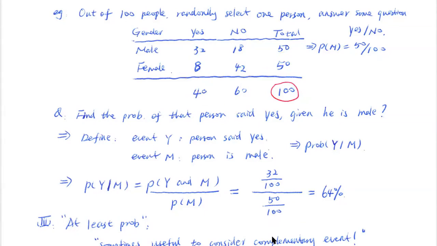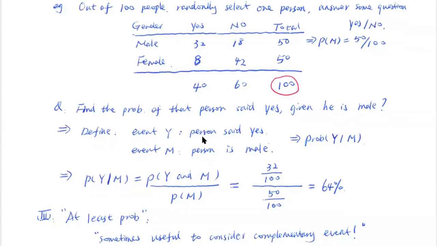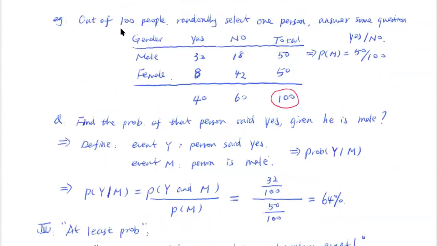Now, out of these 100 people, we randomly select one person. We want to find the probability that the person answered yes, given that the person is male. Everybody, you see the tricky part here. Given that the person is male, it's like extra information.